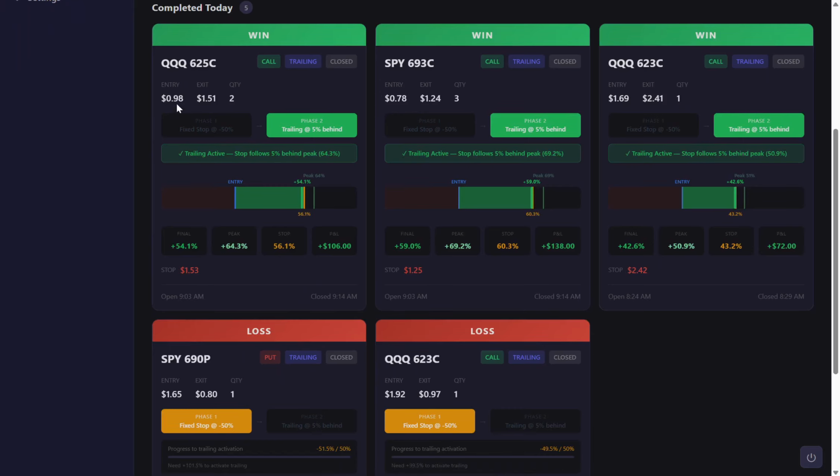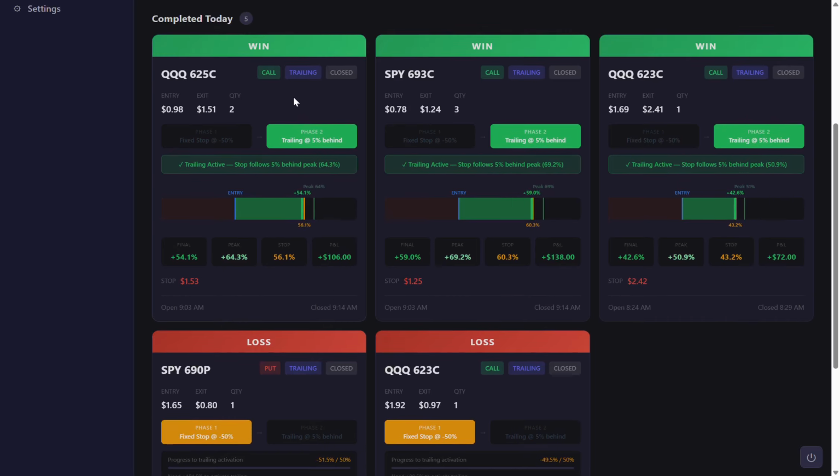Okay, so this one was an entry of 98 cents. We exited at 151, 78, and 24. And you can tell as you're looking through this, the peak price was 64%. We stopped out at 56%, actually got that fill at 54%. So our profit was $106 for this trade.